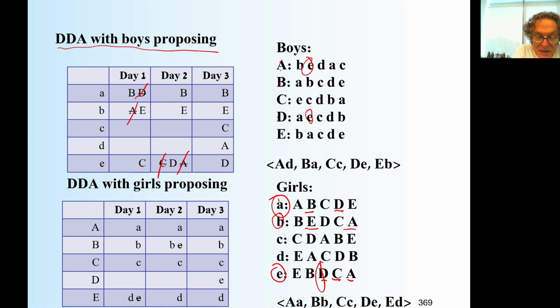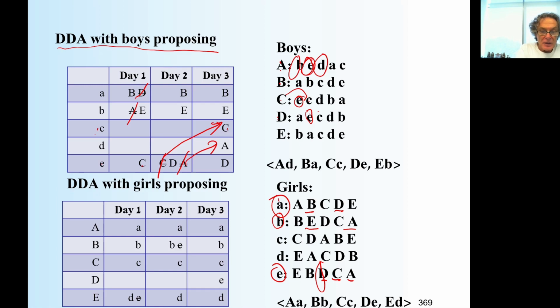In day number 3, C and A are looking for a girl. C, who used to be at E, his first choice, is now moving to his second choice, which is girl C. A was rejected by B, now by E, and now he's going to his next one, D. So A goes to D.